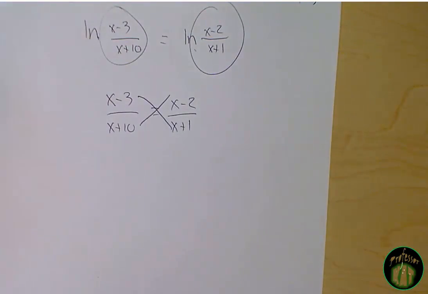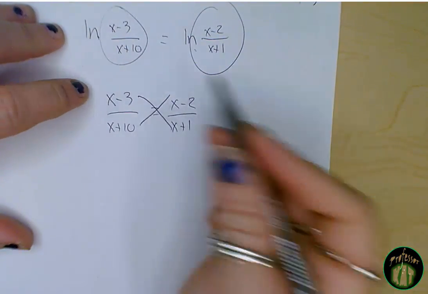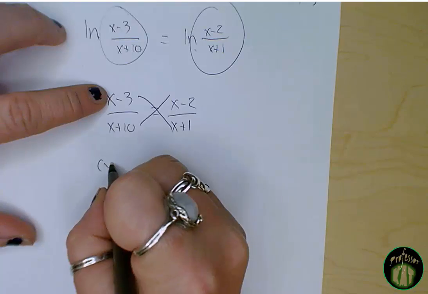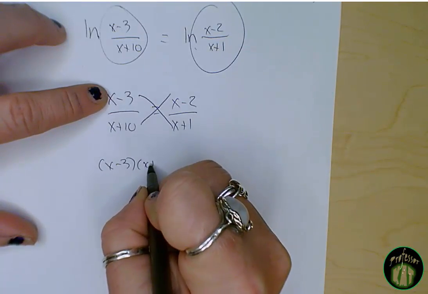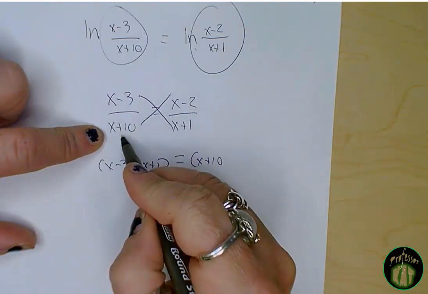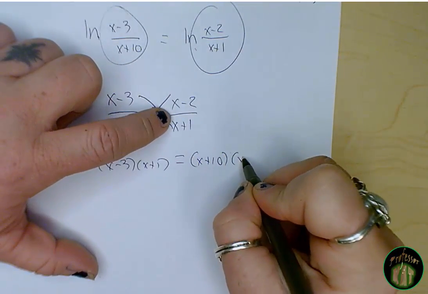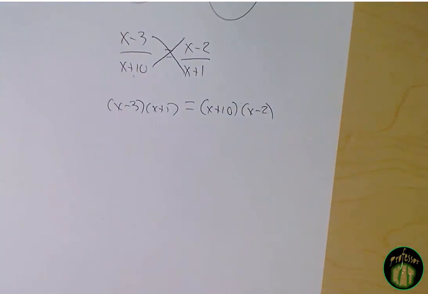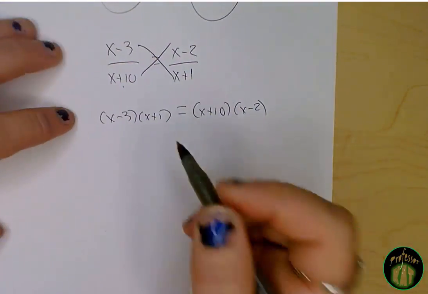Now I'm going to solve this equation by cross multiplying. By cross multiplying, make an x. I'm going to take x minus 3 times x plus 1, and we're going to set that equal to the opposite cross, x plus 10 times x minus 2. Multiply and solve this equation.